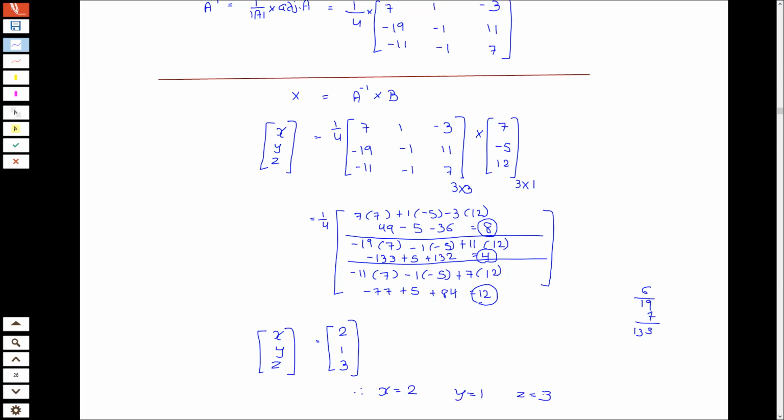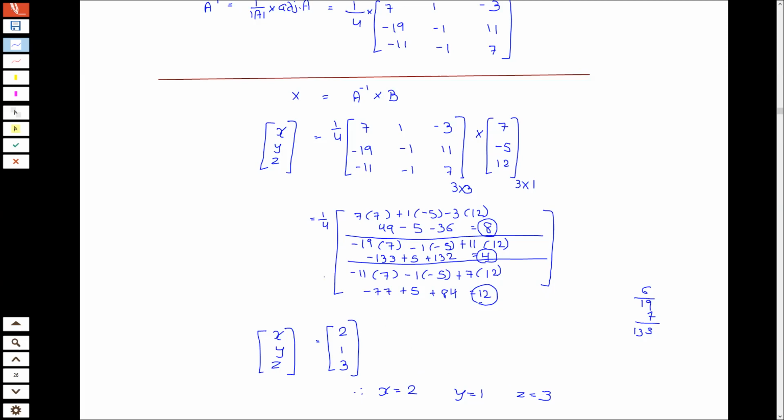अब इतनी मेहनत करने के बाद let's cross check whether our answer is correct or not. It is question number 14. So answer is 213. Yes. So we exactly got this answer. X is 2, Y is 1, and Z is 3.